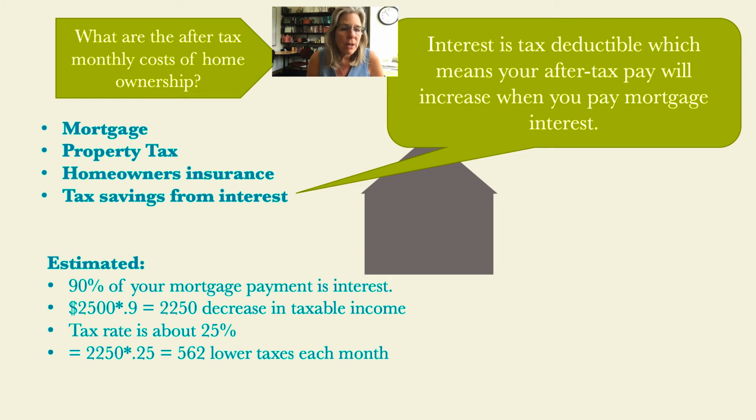So if I take the $2,500 mortgage payment and I multiply it by 0.9, that means $2,250 every single month is a decrease in my taxable income. The tax rate at the marginal level is about 25%. So that means if we take $2,250 times 0.25, we're going to have $562 a month lower tax payments. That's really great news, because we've just increased our costs with the property tax and the homeowners insurance. So that's good, this will offset that.